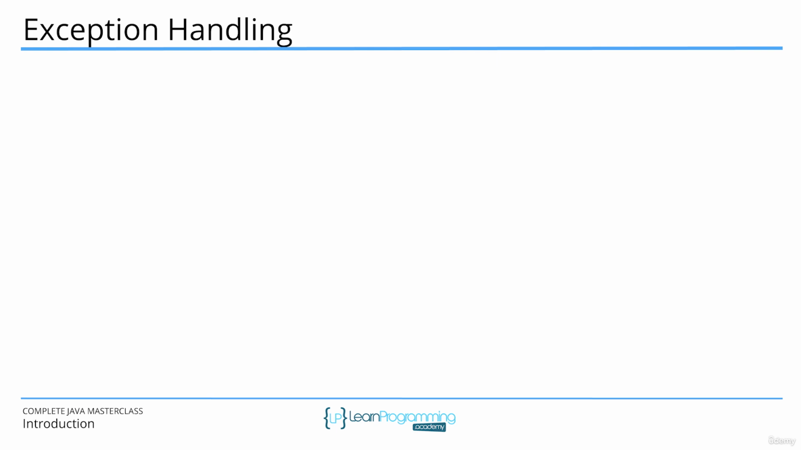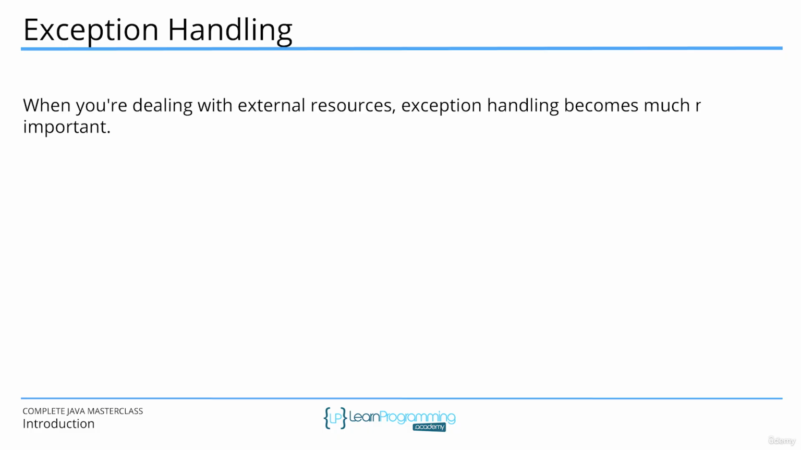It's impossible to access a resource without first needing to address exceptions, whether we want to deal with them or not. I've only briefly touched on this subject, using try-catch blocks and printing a stack trace when an error occurs. When you're dealing with external resources, exception handling becomes much more important, so I'll be covering a lot more aspects about exception handling in this section.